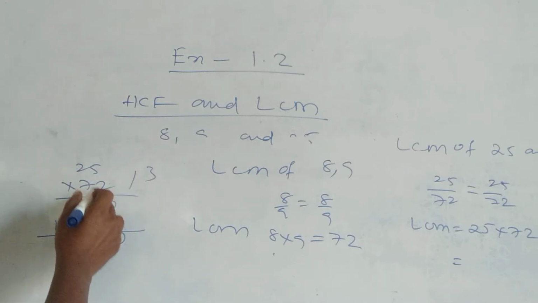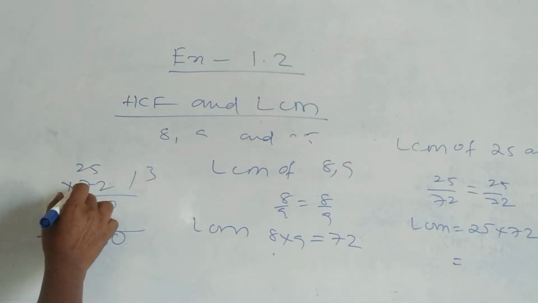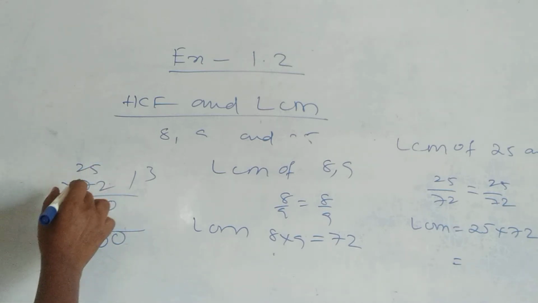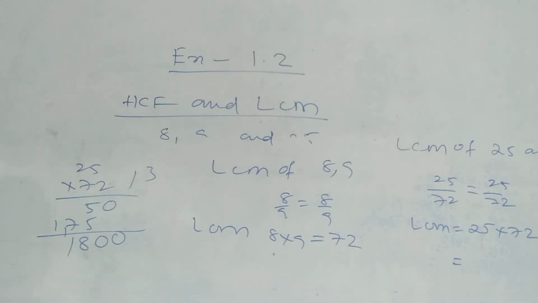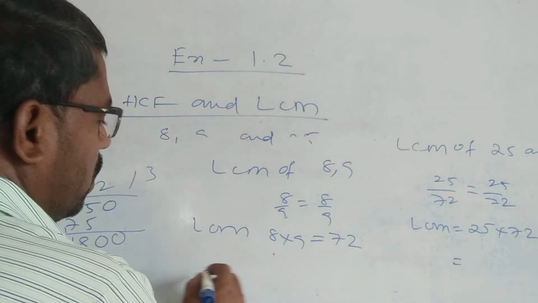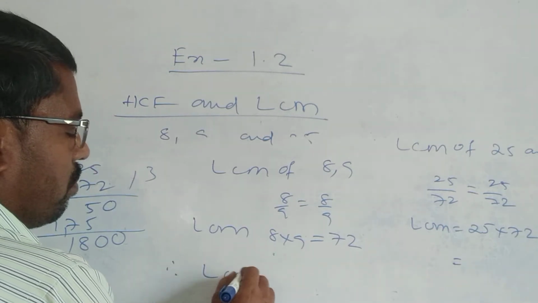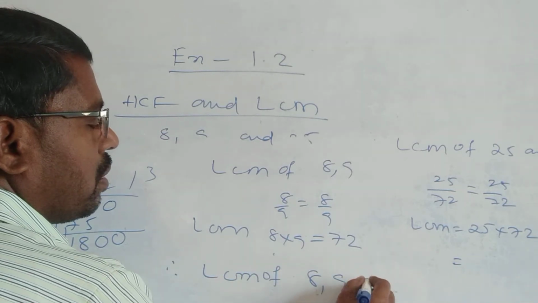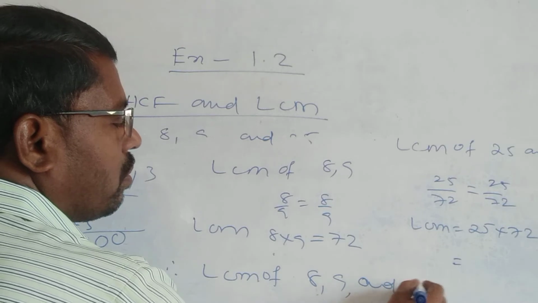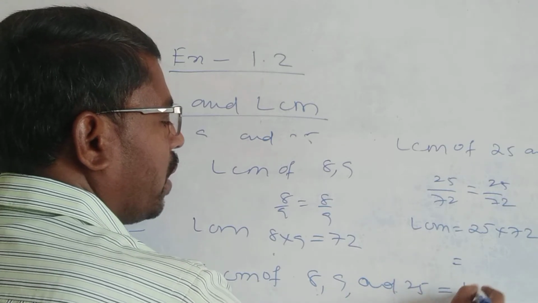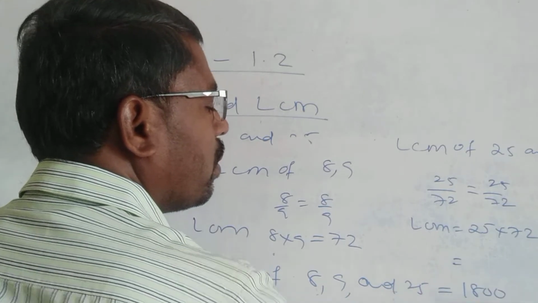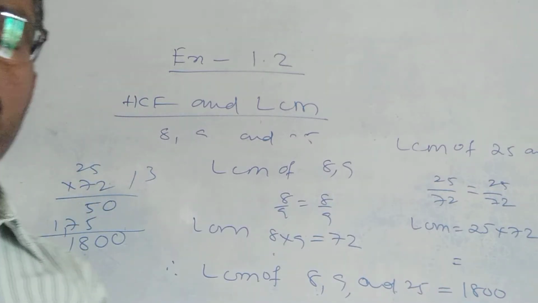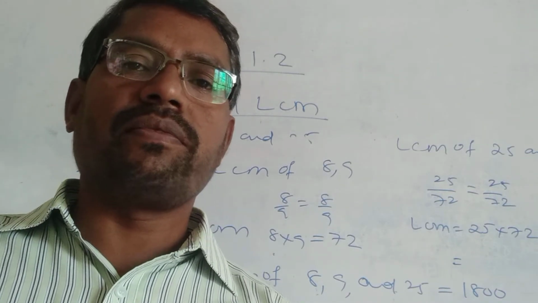2 5s are 10, 1, 2 to the 4 plus 1, 5, 7 5s are 35, 7 to the 14 plus 3, 17. So 1800. Therefore, LCM of 8, 9, and 25 is equal to 1800. Like this, we can test the LCM and HCF.